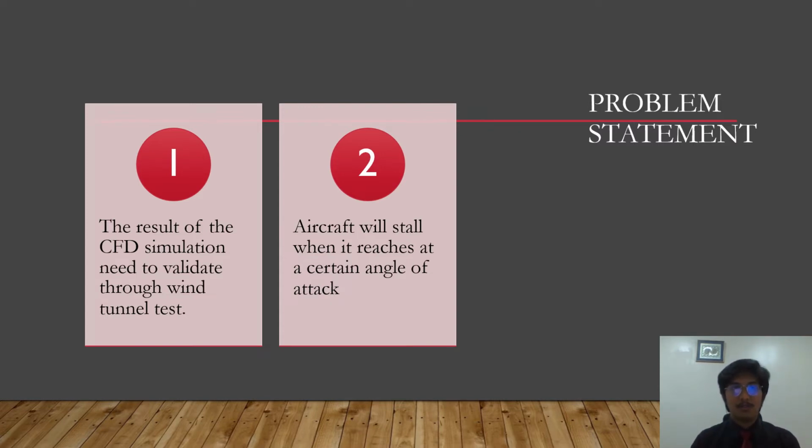In order to validate whether the result is acceptable or not, we need to carry out the test in the wind tunnel. From there we can obtain the two results, and we can compare them and see whether the result is acceptable or not. Next, the aircraft will stall when it reaches a certain angle of attack. Compared to the other types of fuselage, the short fuselage blended wing body tends to stall easily compared to other fuselage lengths, which occurs at the wing section.